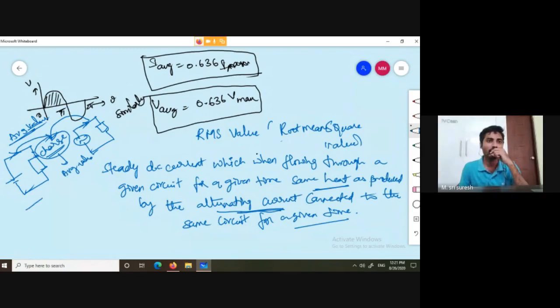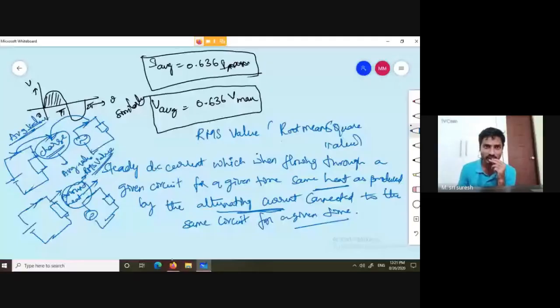Now, in the same way, it is explained for the RMS value. Consider a circuit connected to a DC source. When the current is passing through the circuit, a certain amount of heat is dissipated through the circuit. The same amount of heat is dissipated when the same circuit is connected to an AC source. So that amount of heat value is represented as the RMS value. Okay, have you understood? This is the definition.